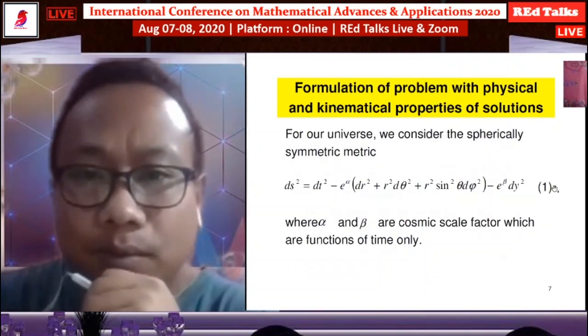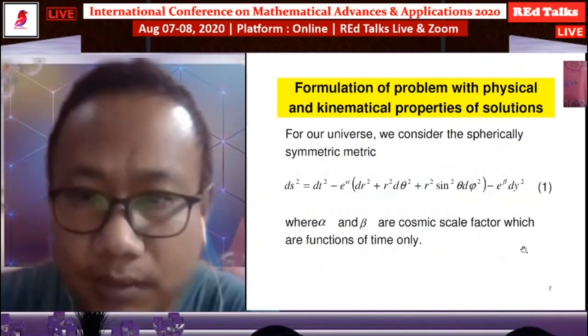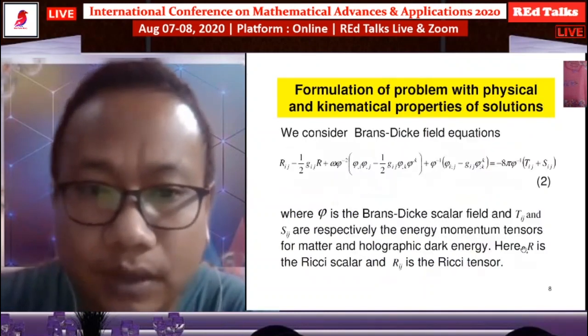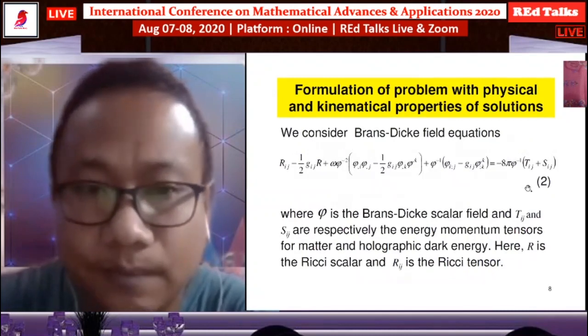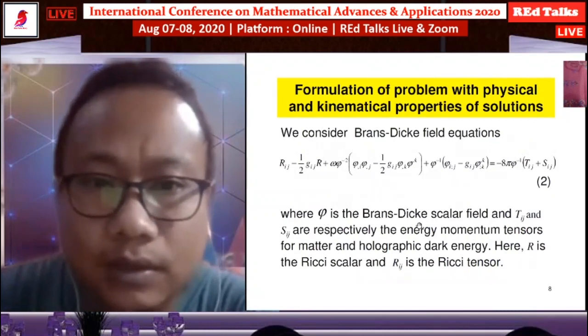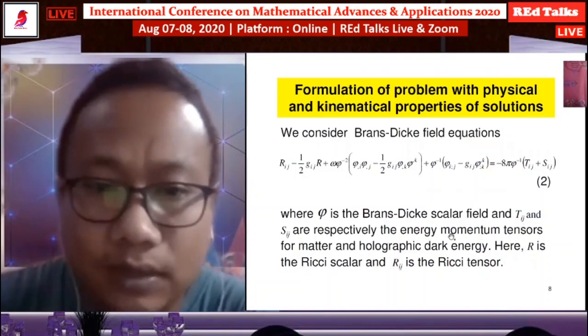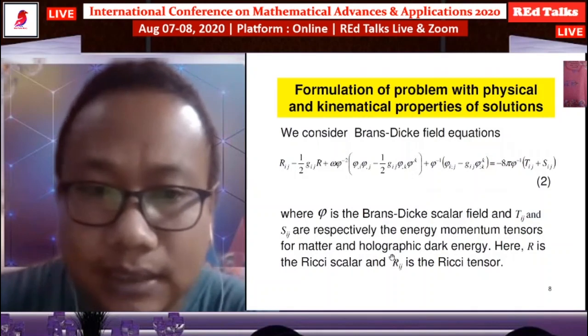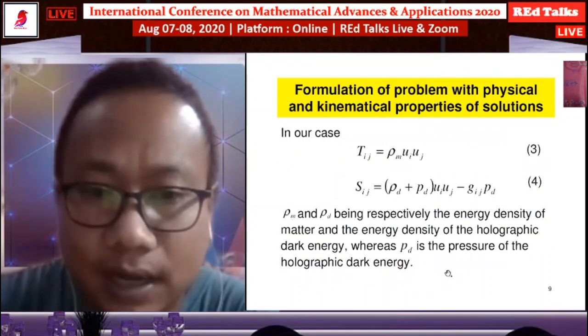In the formulation of the problem, first we consider the spherically symmetric metric given by equation number 1, where alpha and beta are cosmic scale factors which are functions of time only. Next, we consider the Brans-Dicke field equations given by equation number 2, where phi is the Brans-Dicke scalar field, Tij and Sij are respectively the energy momentum tensors of matter and holographic dark energy, and R and Rij are the Ricci scalar and the Ricci tensor.